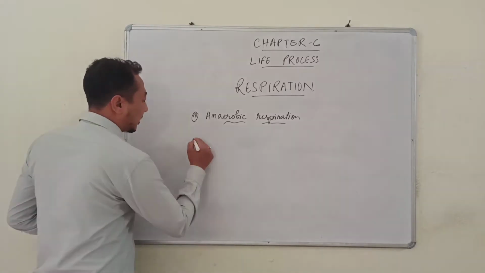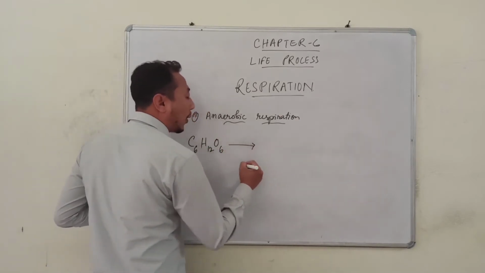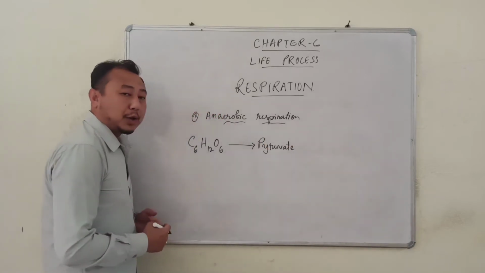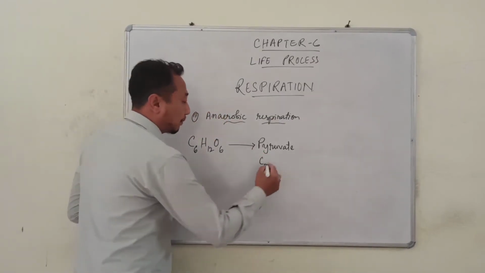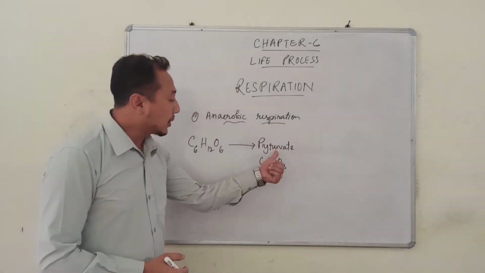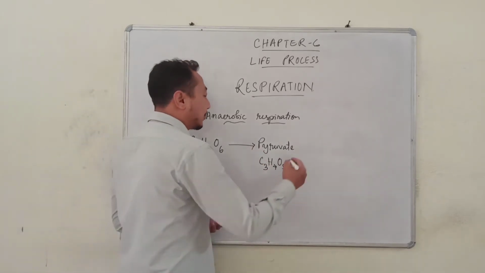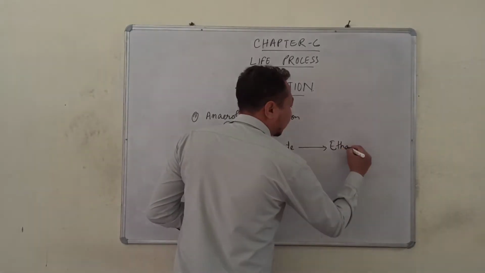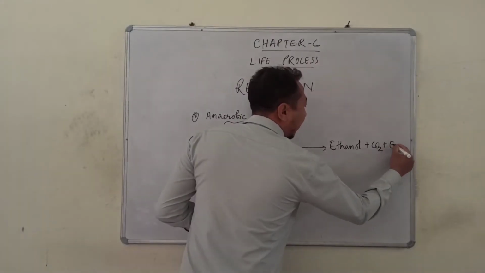During the anaerobic respiration, glucose is broken down in the absence of oxygen first to form a substance known as pyruvate. Pyruvate is also a type of carbohydrate which contains 3 atoms of carbon, 4 atoms of hydrogen and 3 atoms of oxygen. So the formula of pyruvate is C3H4O3. This pyruvate is again broken down in the absence of oxygen to form an alcohol known as ethanol. Along with that, there will be production of carbon dioxide and energy.